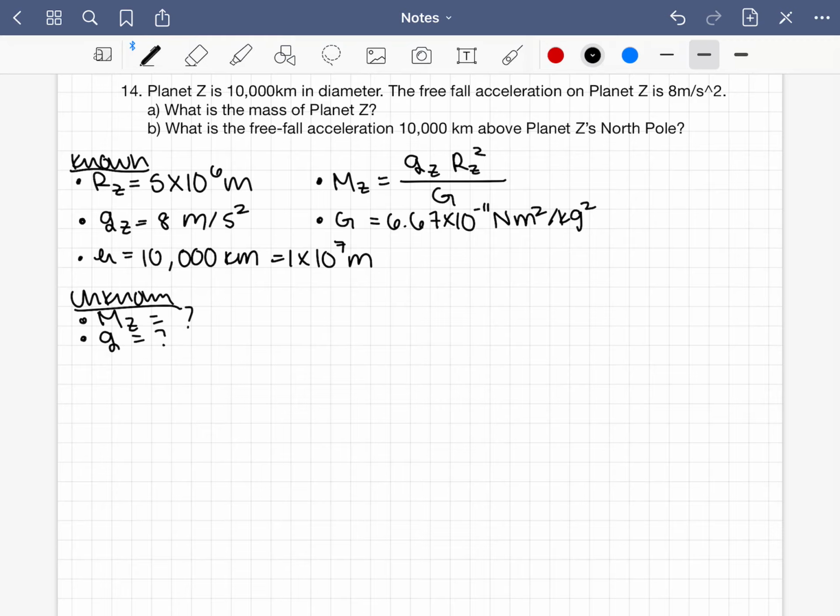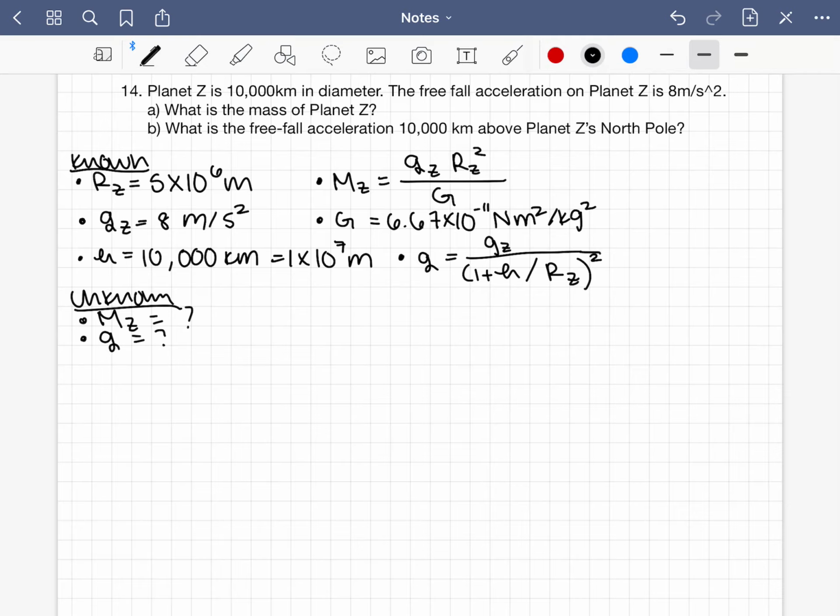And then to find the free fall acceleration, there is an equation that was derived from Newton's second law that says that the free fall acceleration is going to be the free fall acceleration near the surface divided by 1 plus h, which is whatever distance from the surface you want to find the free fall acceleration for, divided by the radius of the planet, and all that is squared.